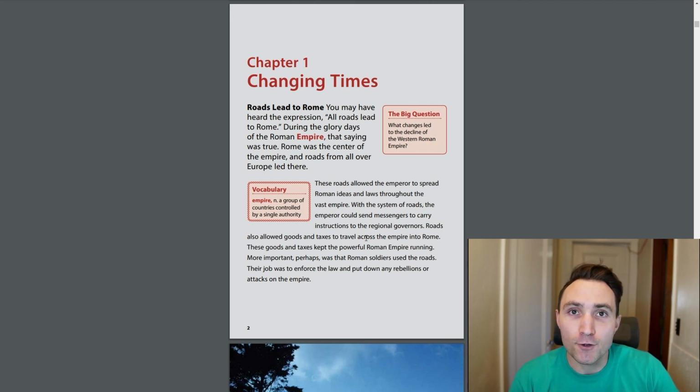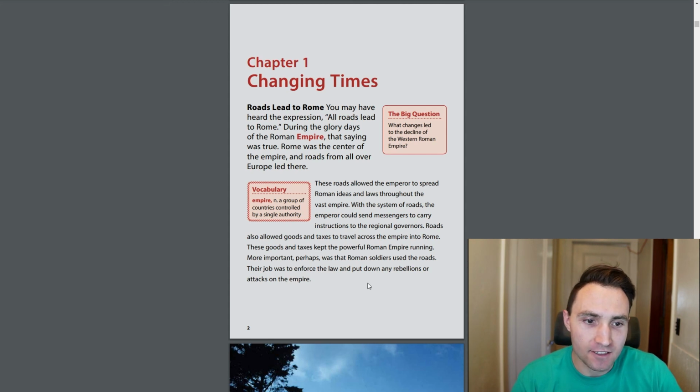Do you think they had a postal system like what we read about previously in the dynasties of China? What do you think? Roads also allowed goods and taxes to travel across the empire into Rome. These goods and taxes kept the powerful Roman Empire running. Most important, perhaps, was that Roman soldiers used the roads. Their job was to enforce the law and put down any rebellions or attacks on the empire.